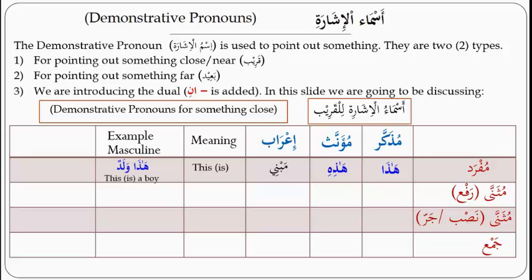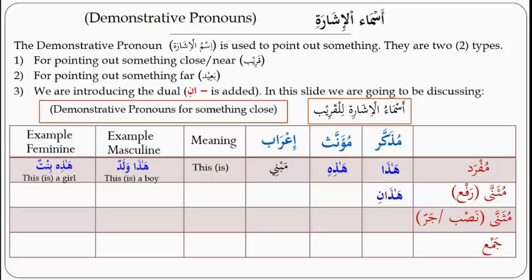The mufrad mu'annath is hadhihi, and this also is mabni. That is, regardless of its position in the sentence, it remains like that all the time. And it means this is. We didn't put feminine there because the this is applies to both. The example of this, for the feminine, is hadhihi bintun. Bintun means girl, a girl. This is, the is implied, a girl. This is a girl. Now, for the muthanna, we have hadha changes to hadhani.